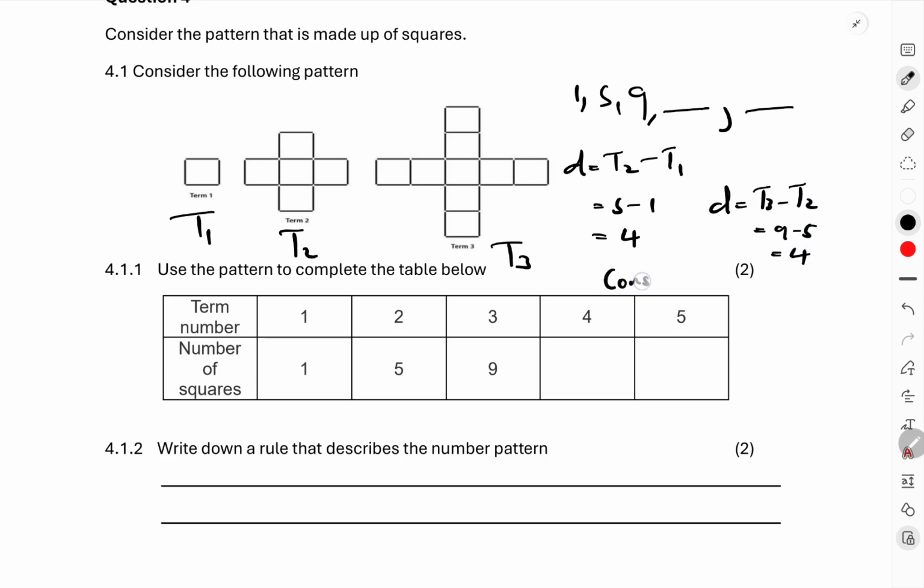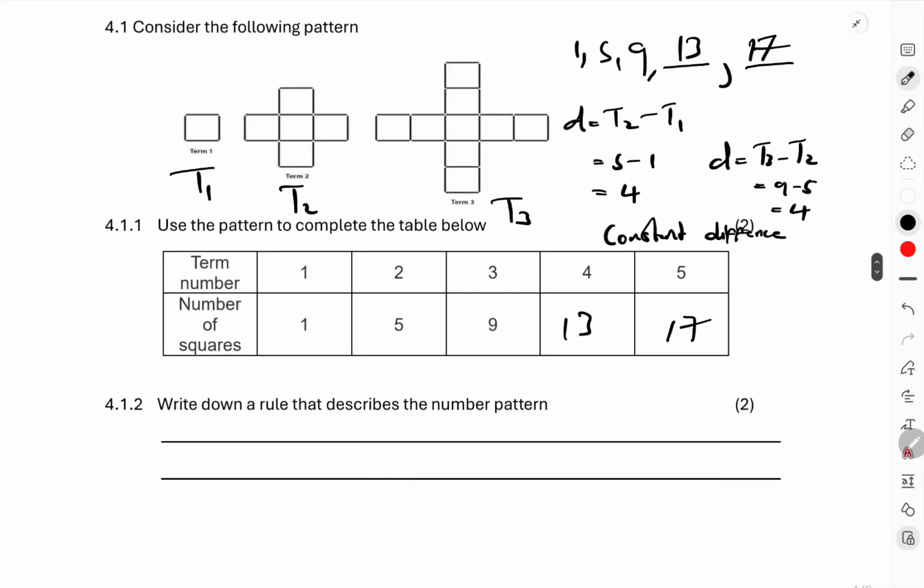So I am having a constant difference, right? Therefore, it means from term number 3 to term number 4, I have to add 4 squares. It means I'll say 9 plus 4, I'll have 13 squares here. 13 plus 4, I'm going to have 17 squares here as well. That is going to become the next 2 terms: 9, 13, 17, right?